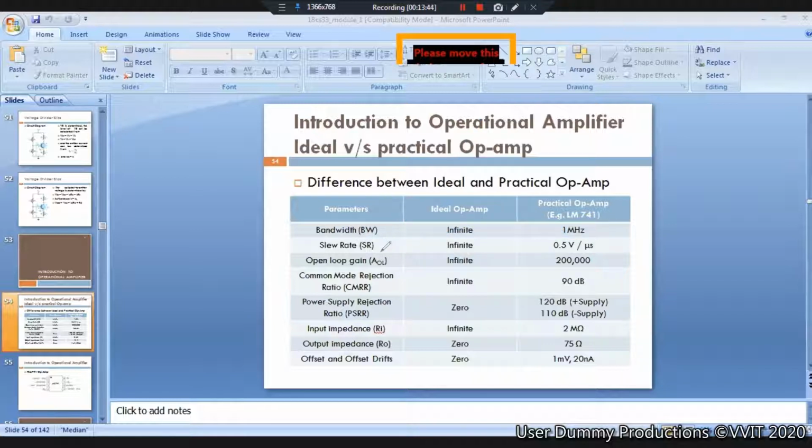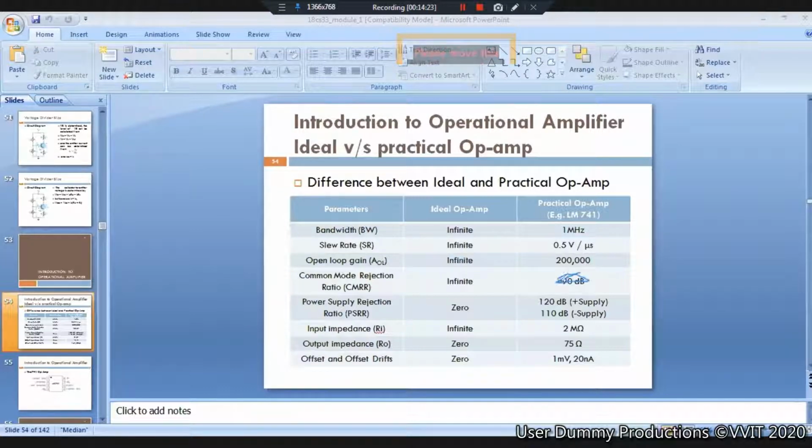In the same way, the slew rate is also infinite, and in a practical operational amplifier it is 0.5 volts per microsecond. The third difference is the open loop gain, which is infinite in an ideal op amp. In the practical operational amplifier, you can take 2 lakhs. The next is the common mode rejection ratio. For the ideal operational amplifier it is infinite, and for a practical op amp it is 90 dB.